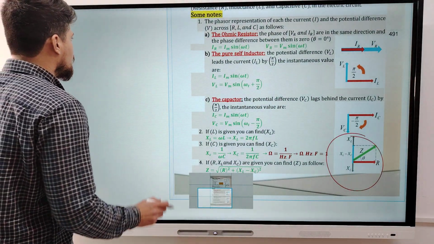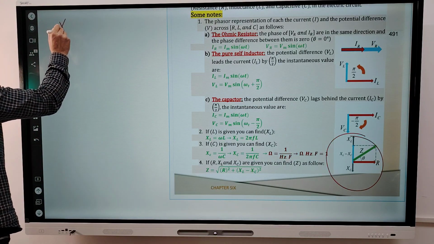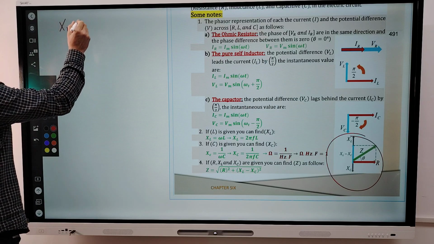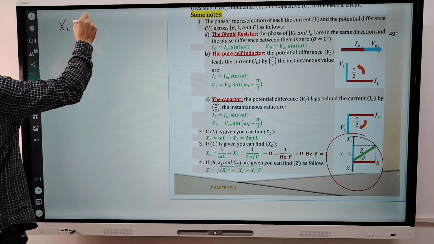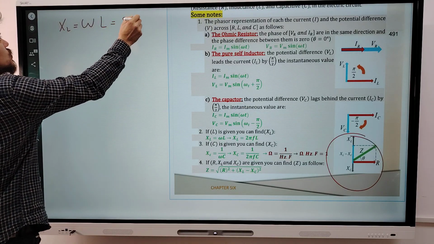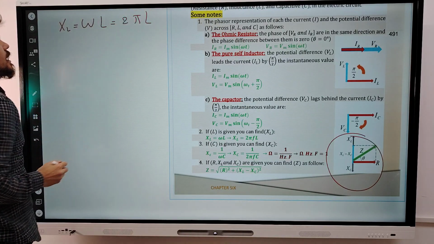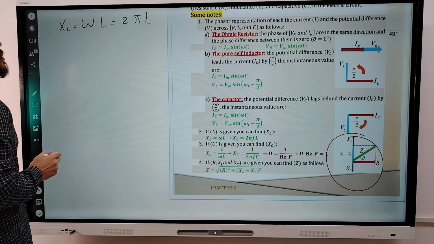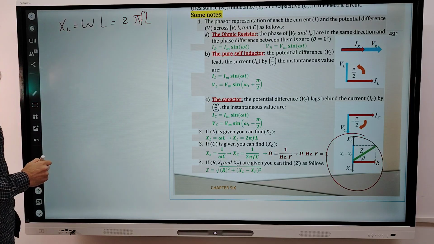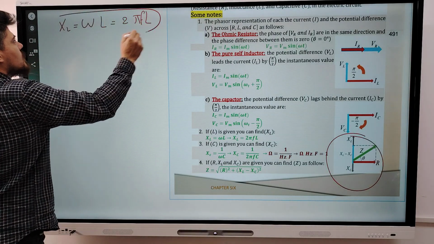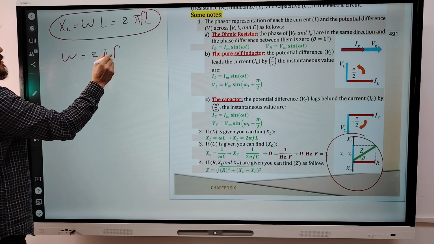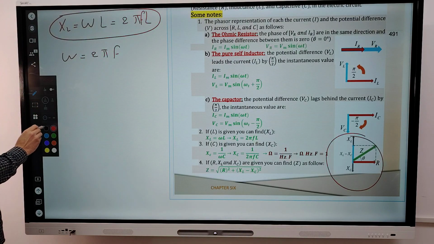So XL, as you learned in a previous lesson, is equal to what? It is equal to omega L, which is equal to 2 pi F L. Omega is equal to 2 pi F. So why is omega equal to 2 pi F? Now I'm going to prove this equation.